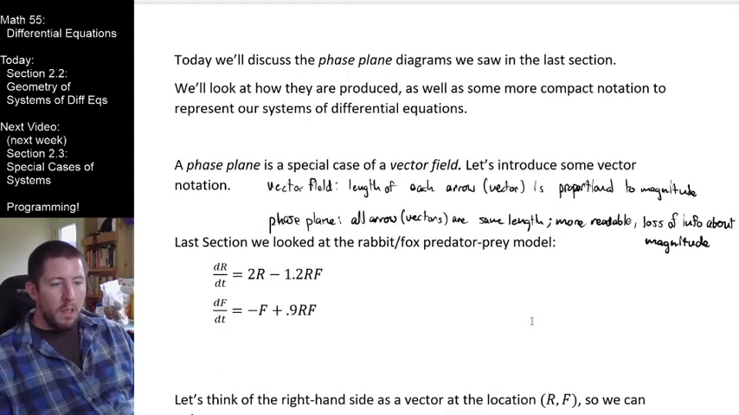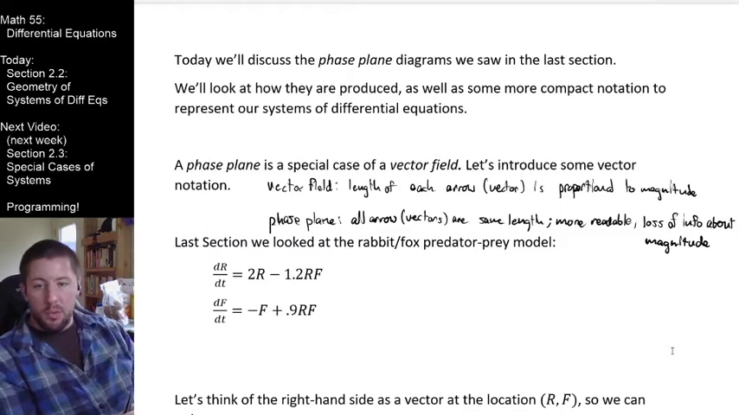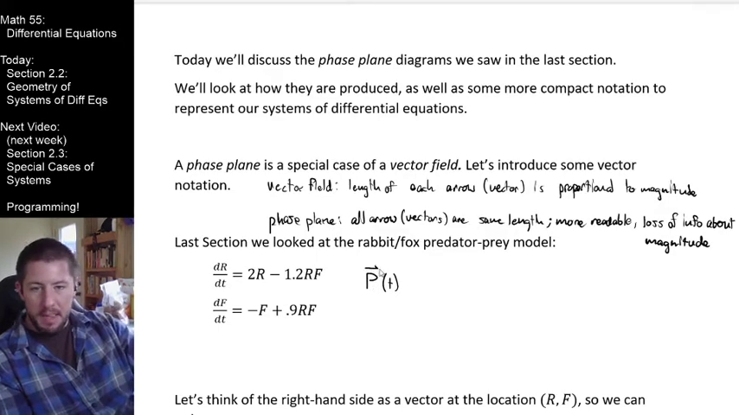So last section, we looked at this rabbit and fox predator-prey model. And what we want to do in this case right here is we want to be rewriting this thing to really be in terms of some vector type notation right here. So what we're going to do is rewrite this as the vector. And in this case, I'm going to use P for predator prey. We will use different letterings for this guy right here, but the important thing is I'm giving it the arrow hat right there to indicate that this is a vector.